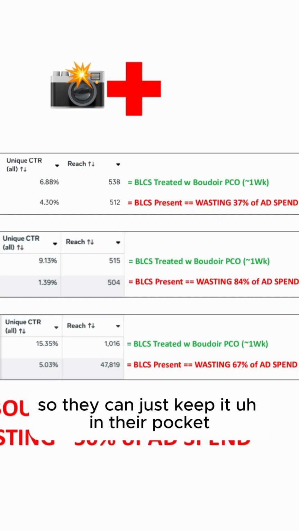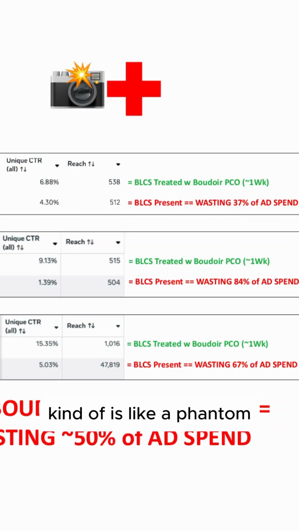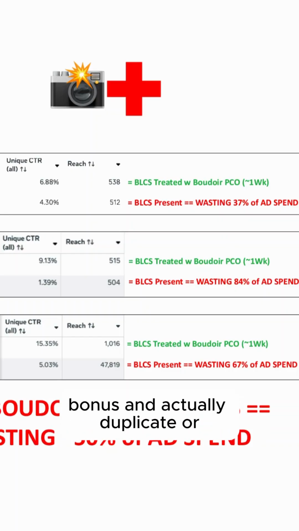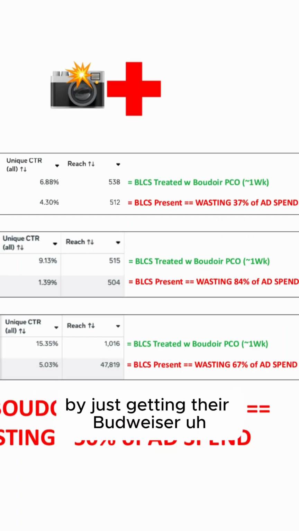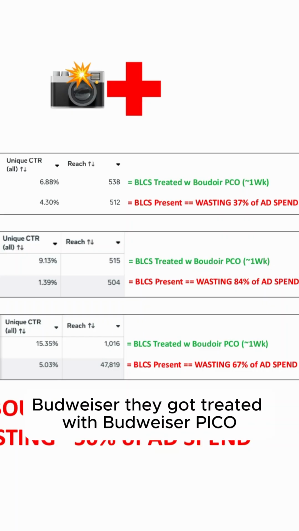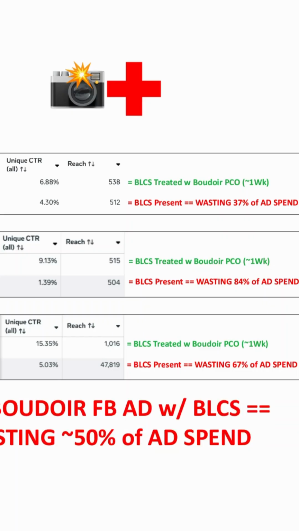So they can just keep it in their pocket, kind of like a phantom bonus. After 12 months, it's kind of a 100K phantom bonus by just getting their Boudoir Facebook ad treated with Boudoir Pico.